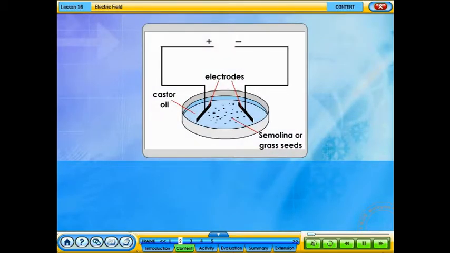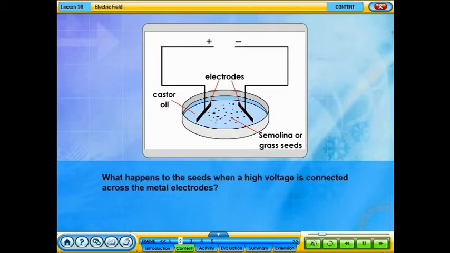Electric field patterns, similar to the magnetic field patterns traced by iron filings, can be obtained by using tiny insulating substances such as semolina powder or grass seeds. What happens to the seeds when a high voltage is connected across the metal electrodes?